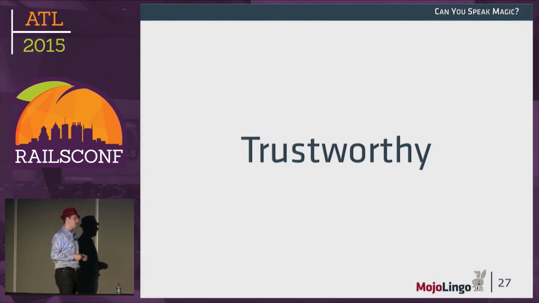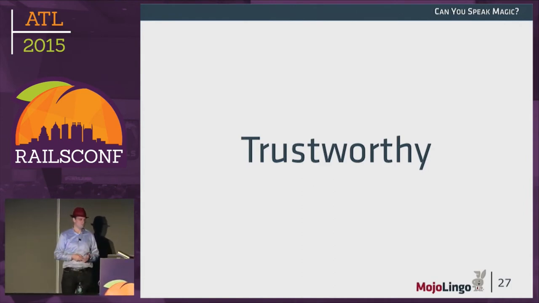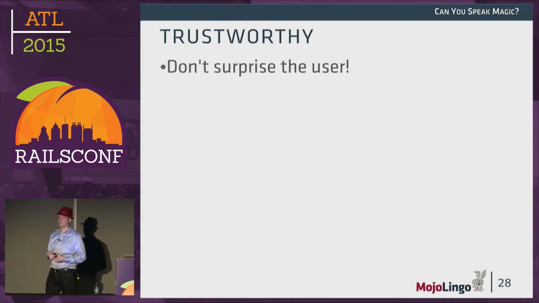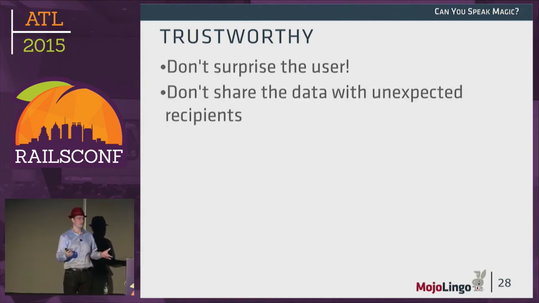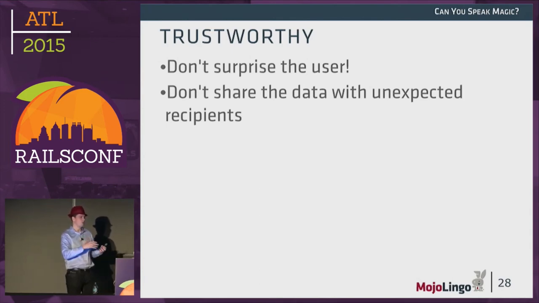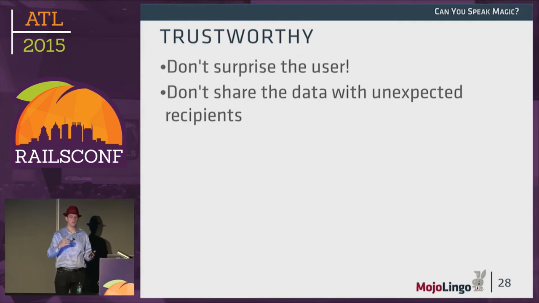So the fourth one, a communications app absolutely has to be trusted. If users don't trust it, they won't use it. So how can it be trustworthy? I think the number one rule, don't surprise the user. Don't do something that they don't expect. One example of that would be don't share the contents of the conversation with people who they don't expect that conversation to be shared with. So if you have a conversation between two people, generally speaking, no one else should be able to come back later and access that same conversation.